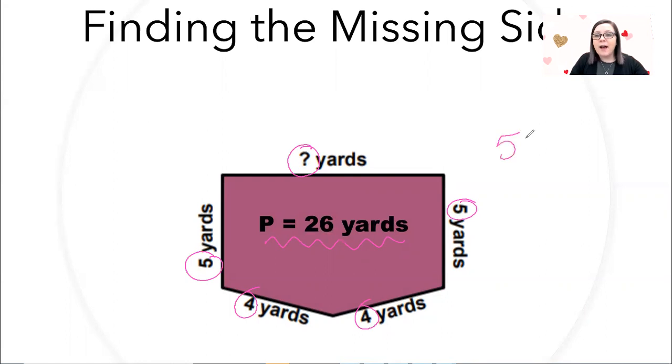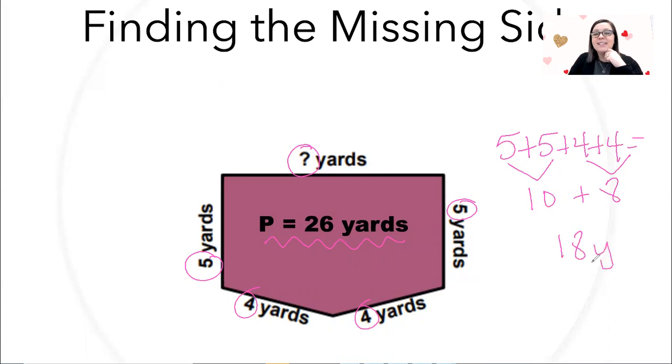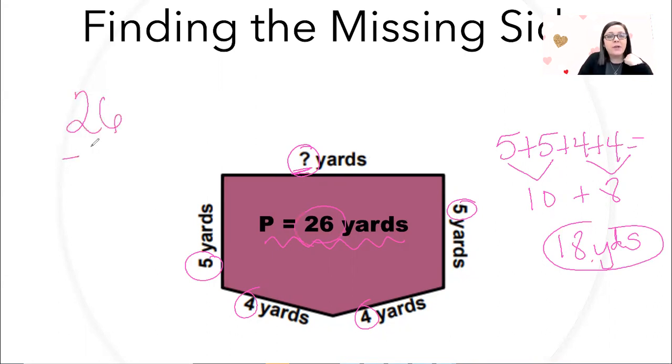So let's try that. We have 5 plus 5 plus 4 plus 4. Well, I know that 5 plus 5 is 10, and I know that 4 plus 4 is 8. And so when I add those together, what am I going to get? Very good, 18 yards. Now, 18 yards is not my answer. Remember, that's part of the perimeter. We now need to find what is left.